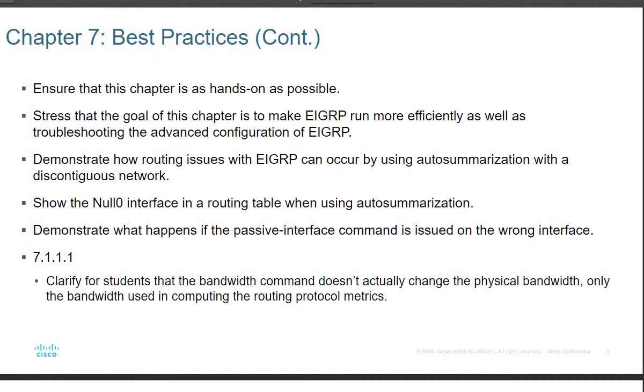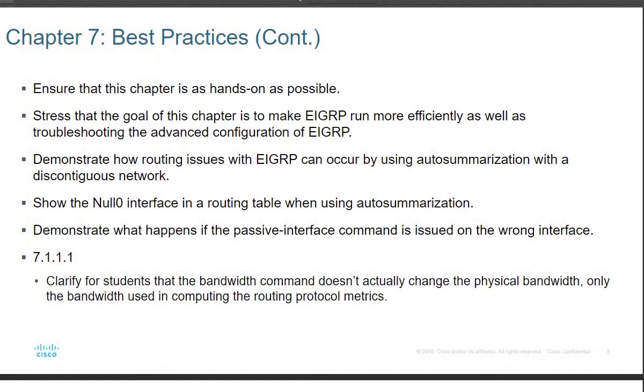Demonstrate what happens if the passive-interface command is issued on the wrong interface. 7.1.1.1: Clarify for students that the bandwidth command doesn't actually change the physical bandwidth, only the bandwidth used in computing the routing protocol metrics.